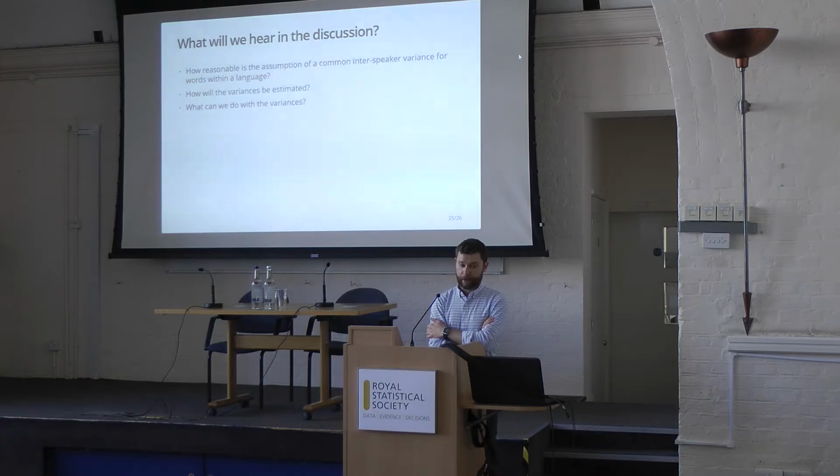Right, of course, we want to know how the variances characterized in language will be estimated, and then crucially, we want to know why we've done this in the first place. Right? What are the authors going to be able to do with these covariance structures once they've estimated them? I'm not going to give away that surprise.